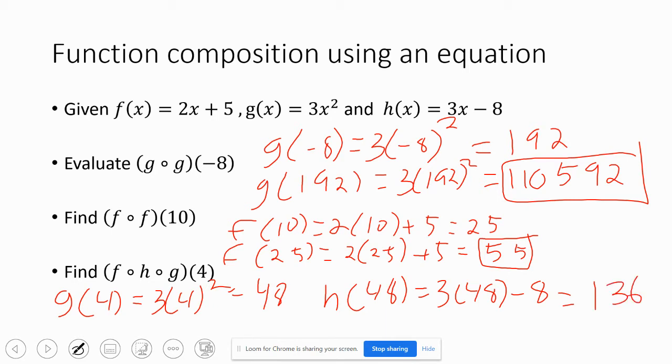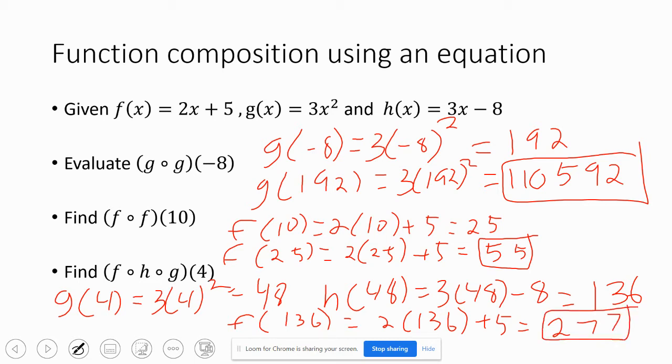Now you want to find f at 136. So you do 2 times 136 plus 5. You get 272. Add 5 to that, you get 277, which is your final result. Copy down anything you need to, and we'll go on to where they don't give you a value for x, and they ask you to compose using an equation.